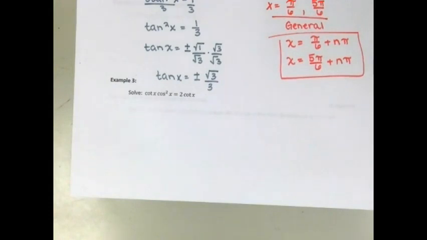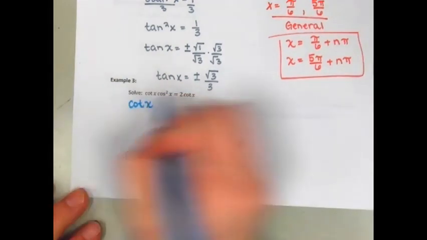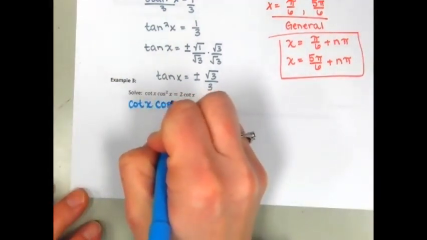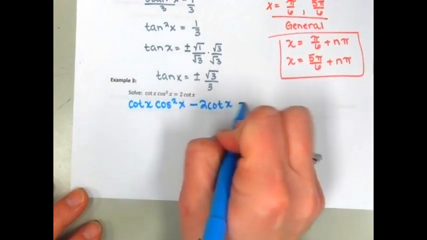All right, so looking at here, cotangent x times the cosine squared x equals 2 times the cotangent x. What do you guys think you're going to have to do with this first? Move the cotangent over. And how would I move 2 cotangent x over? Subtract it. Perfect. So we have cotangent x times cosine squared x minus 2 times the cotangent of x equals 0.